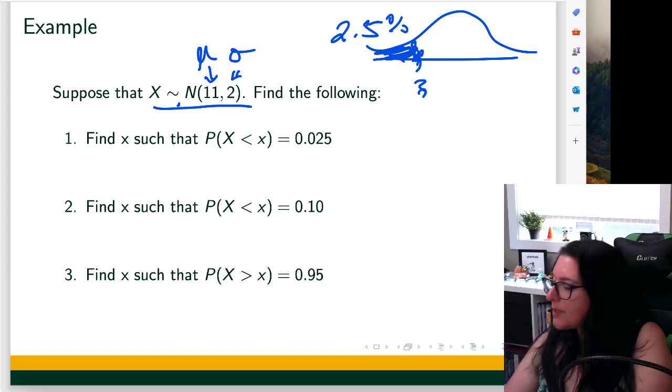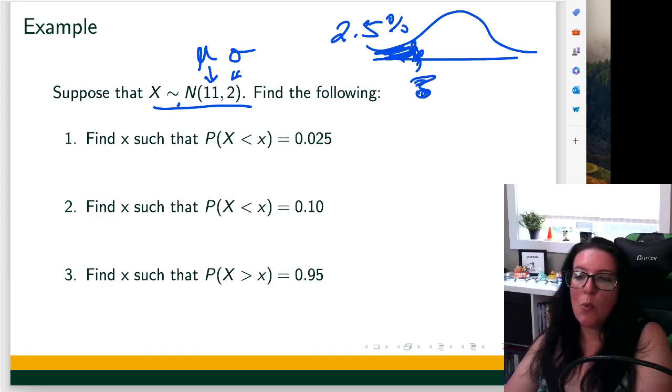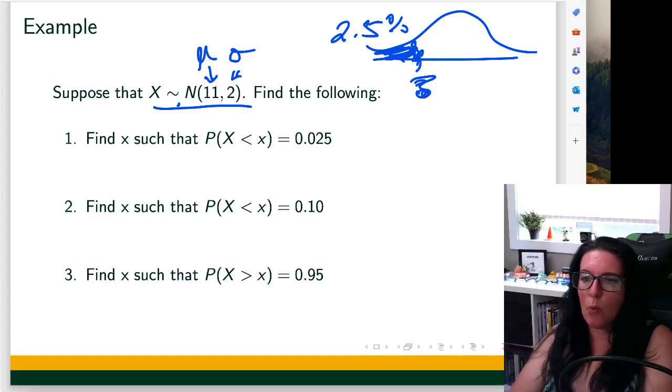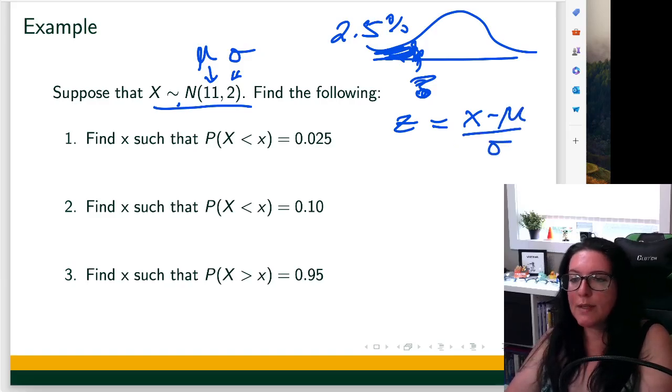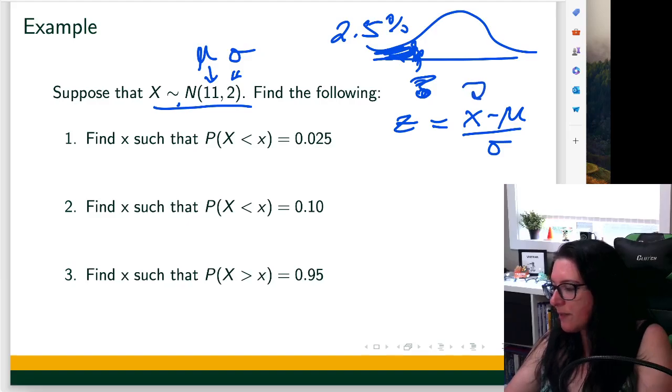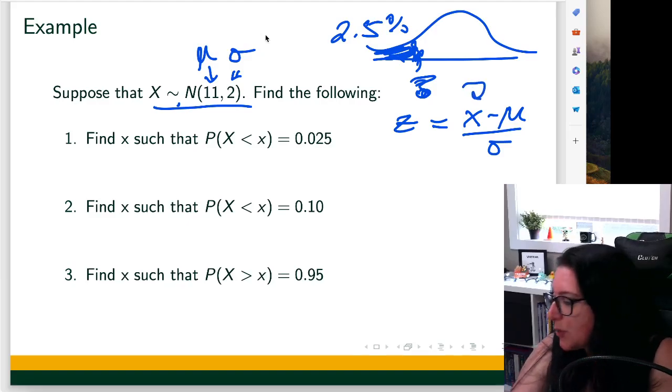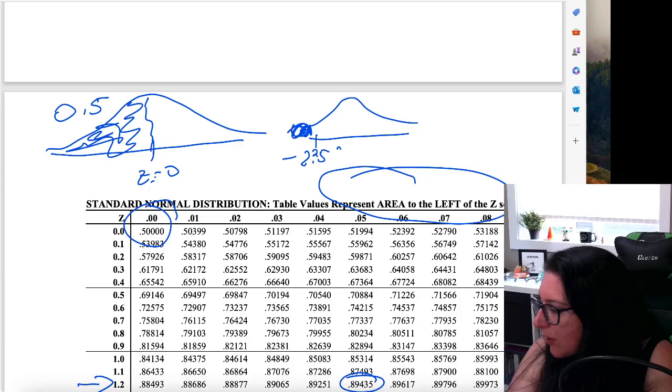Okay, so we're saying, okay, can you find this? Well, how would we go about doing that? Well, if we're doing that by hand with our standard normal table, we're going to have to reverse engineer from our z-score table. We're going to have to solve for x. Okay, so let's work at how to do that. All right, let's go to our standard normal table.